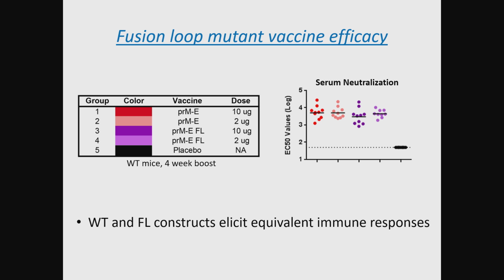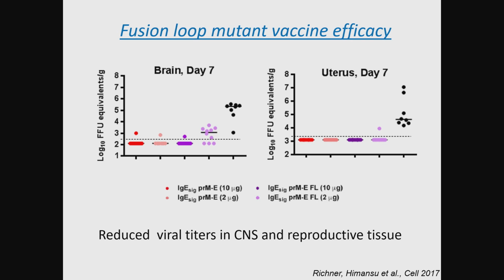First, we wanted to make sure that this vaccine has the same efficacy as our wild type construct. So here, we're looking at serum neutralization titers with a high or low dose of the vaccine and a prime-boost strategy. And what we can see is that both the wild type and the mutant construct are eliciting equivalent immune responses. And if we look at the levels of the virus in the susceptible tissue, we see that both the wild type and mutant constructs are reducing the viral titers in both the central nervous system in the brain and also in the female reproductive tract.